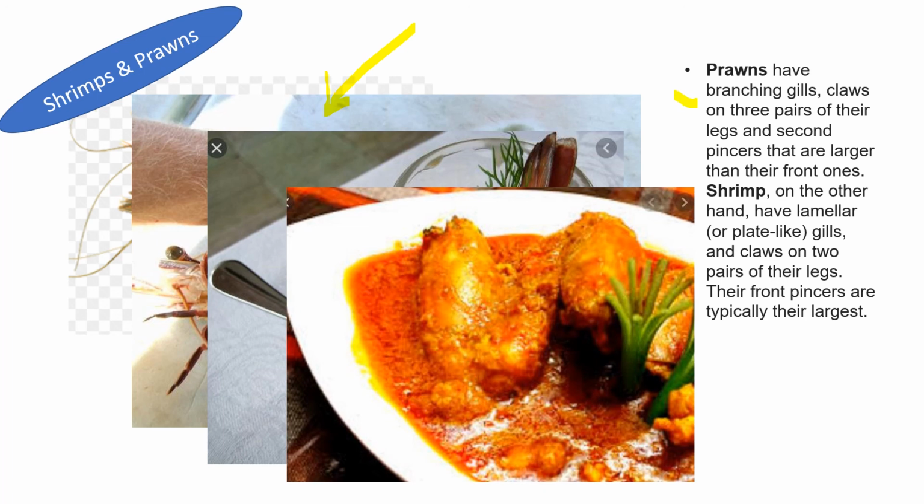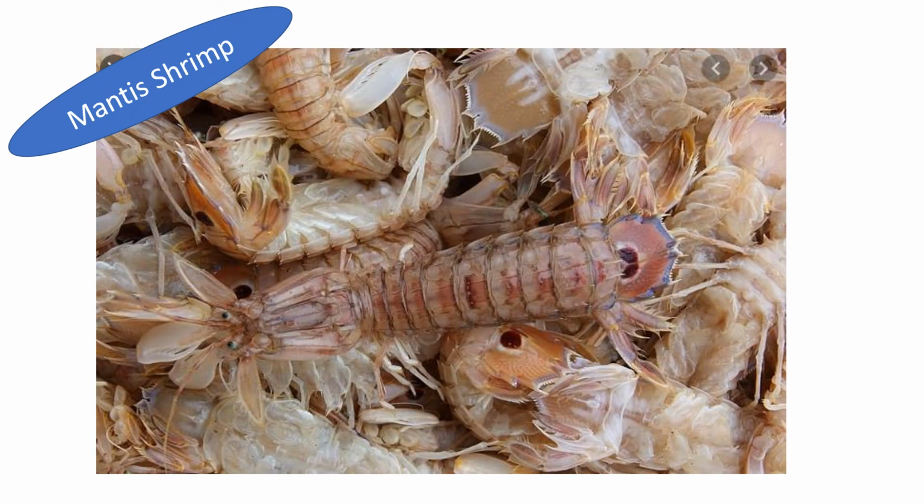Now we don't want to get into it. For us, both are pretty similar. Shrimps have lamellar gills, a technical term, and claws on 2 pairs of legs. This is one way of spotting the difference. Claws on 2 pairs of legs is what shrimps have, and claws on 3 pairs of legs is what prawns have. That's a different shrimp, the mantis shrimp. This is a slightly different looking creature, pretty similar to prawns, but very popular in Japanese and Chinese cuisine.